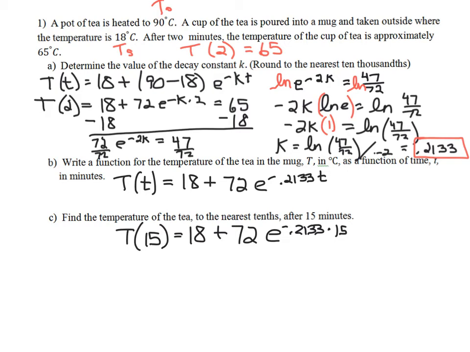We are never, ever going to just say 18 plus 72. When I'm given a complicated expression like this, I am going to literally type it into my calculator just like I've got it written right there. I want to find the temperature of the tea to the nearest tenth, so enter that value into your calculator. And again, pause the video if you need to take a few minutes to enter it. And I got for my answer 20.9, and my units would of course be degrees Celsius.